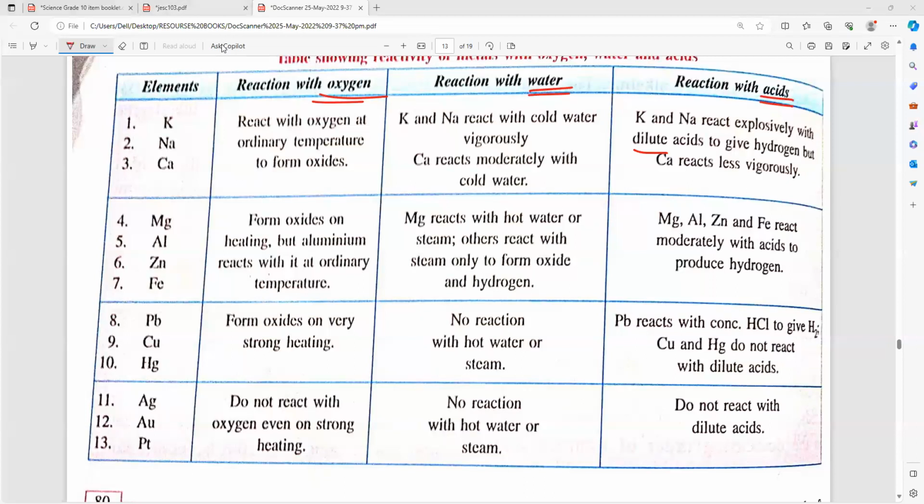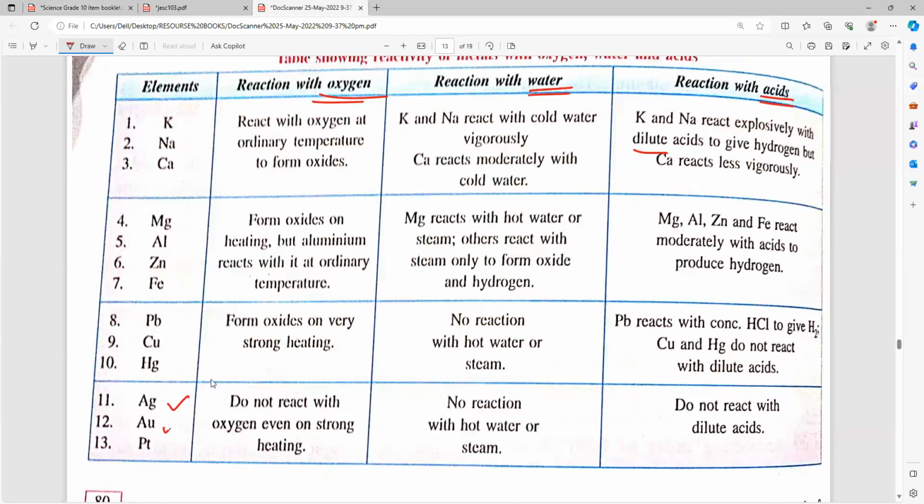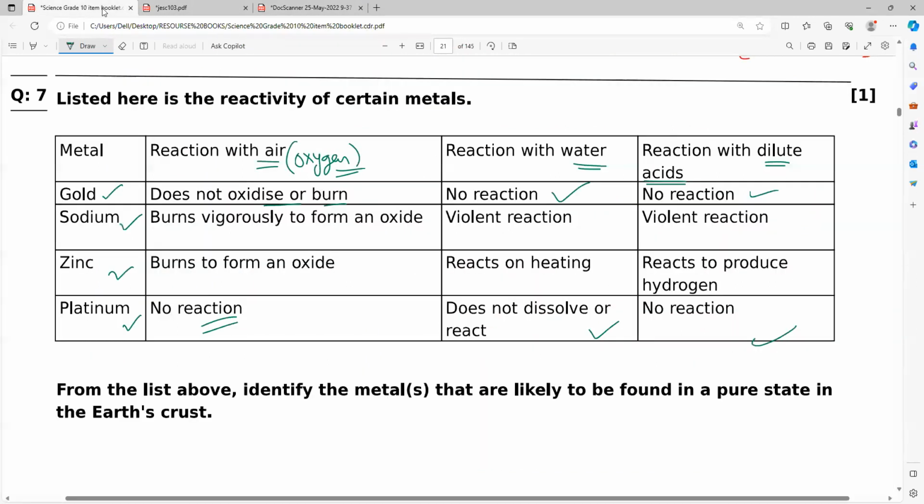It will actually be orange color, but here it is white. So I shared that with you. Everybody should have it; maintain that print. I think Harish has a print. You also maintain that. Now they are asking about gold, sodium, zinc, and platinum. Gold does not oxidize or burn. Platinum, no reaction. Of course, we all know silver, gold, platinum do not react with oxygen even on strong heating, no reaction with hot water or steam, and do not react with dilute acids. Over. Next.